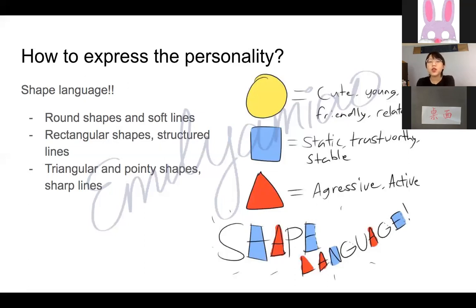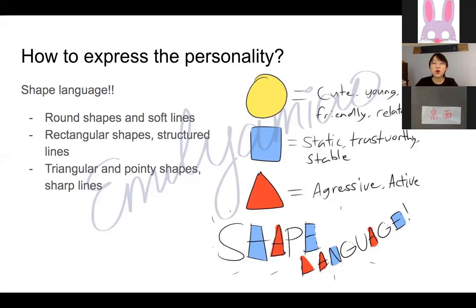So how can we express character personality? Something we want to do is shape language. I don't know if you guys have seen this, but shape language is using lines and shapes to deliver a type of emotion and a type of perception that you want your audience to see with the characters. For example, round shapes and really soft, curved lines are usually perceived to be cute, or young, friendly or relatable. Okay, that's usually how it is.